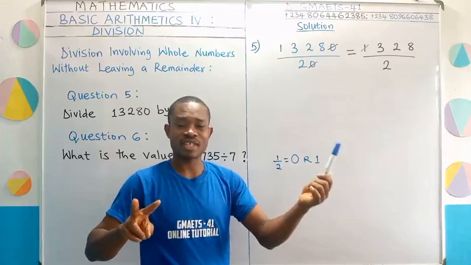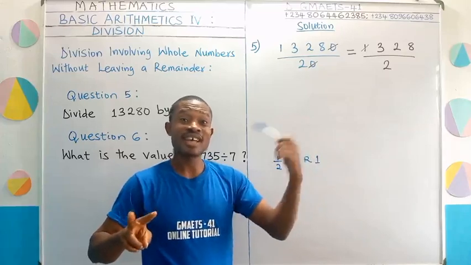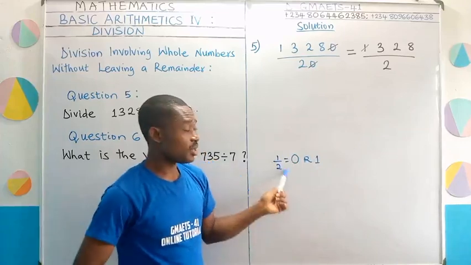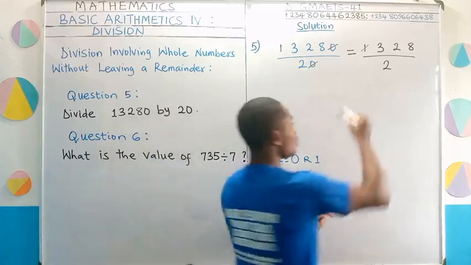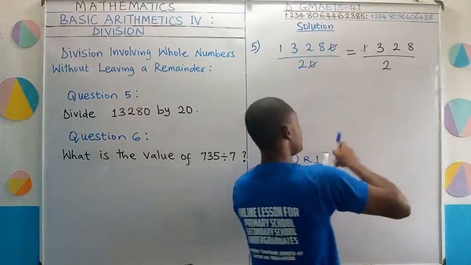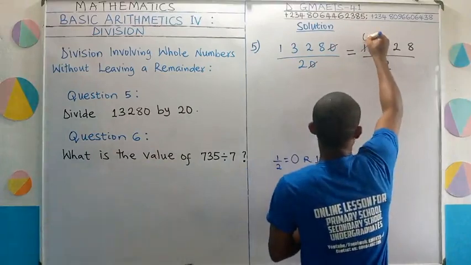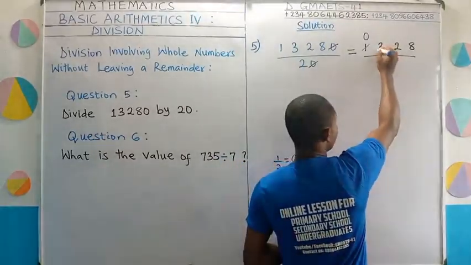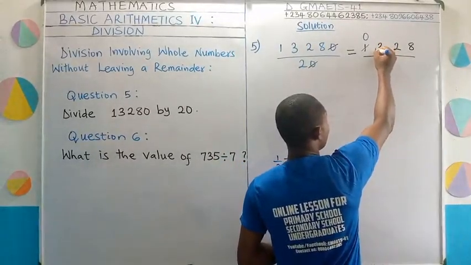1 marker will still be left there. So the remainder will be that same 1 because they didn't share it. Are you getting me right? They didn't divide it. That's the meaning of this. Therefore, 1 divided by 2 is 0. The remainder is 1. So what do you do with the remainder? Attach it to the next digit.